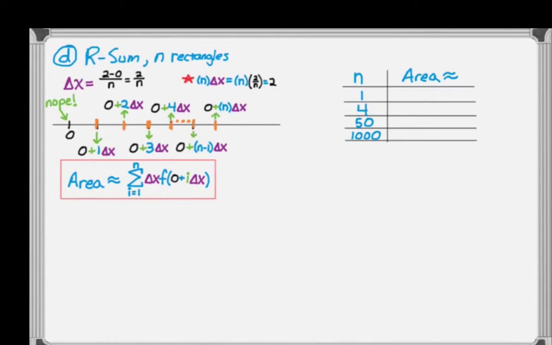So I get that, and I made a table again. When n was 1, I just got 1. When n is 4, I get 23 over 4, which is the answer that I got previously when I did it by hand. 50 gives me this number, and 1,000 gives me this number. So I'm getting overestimates here; I'm approaching the answer, but still over. And then I let my calculator take the limit of this function again. I'm pretty sure there's another video that shows how to enter that into your calculator and use it to approximate this limit. And again, it gave me 14 thirds.